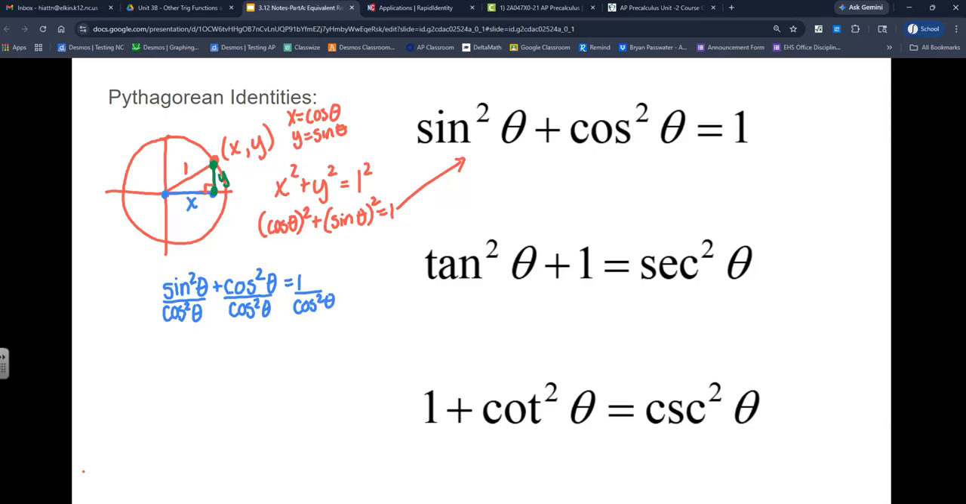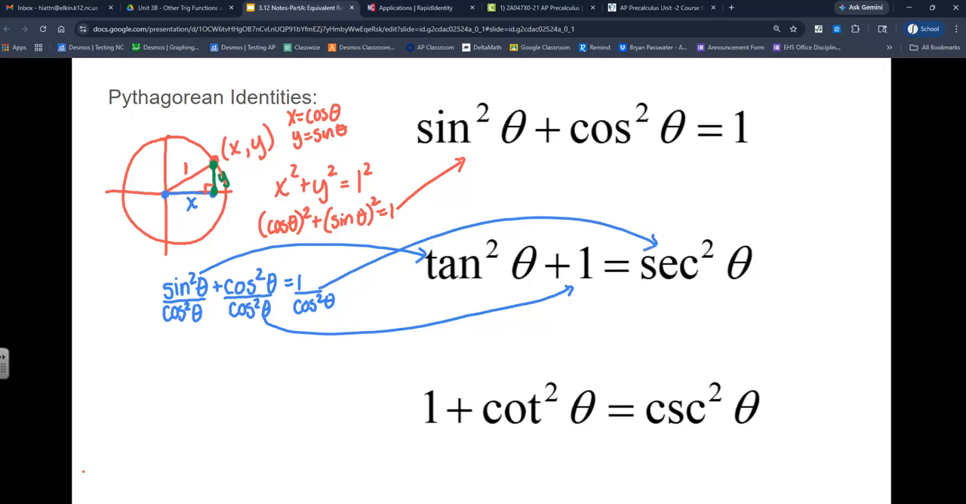Right? So, sine over cosine is tangent. What is cosine squared theta over cosine squared theta? 1. That goes here. And what is 1 over cosine? Secant. Right there. So, if you have that first one memorized, you can get the second one just by dividing everything by cosine squared.